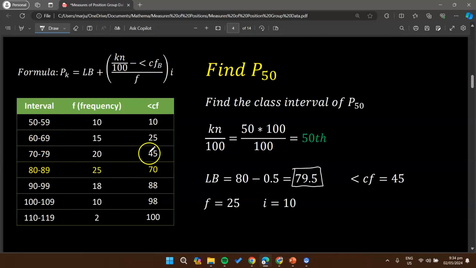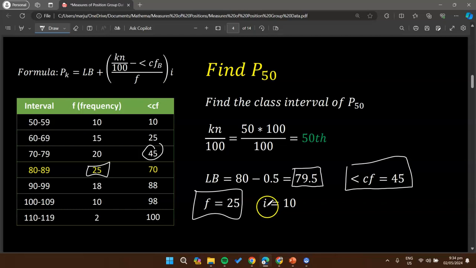And again, what's our less than CF below our interval? That's 45. So we have this. That is why I have it here. And what is our frequency of the interval? We have 25. And again, our I, or our class size, that is just 10. Now, how do we identify the class size? All you have to do is subtract the lower limit and then the succeeding lower limit. So we have 60 less 50, that is 10. You can also do 69 less 59, that is also 10.